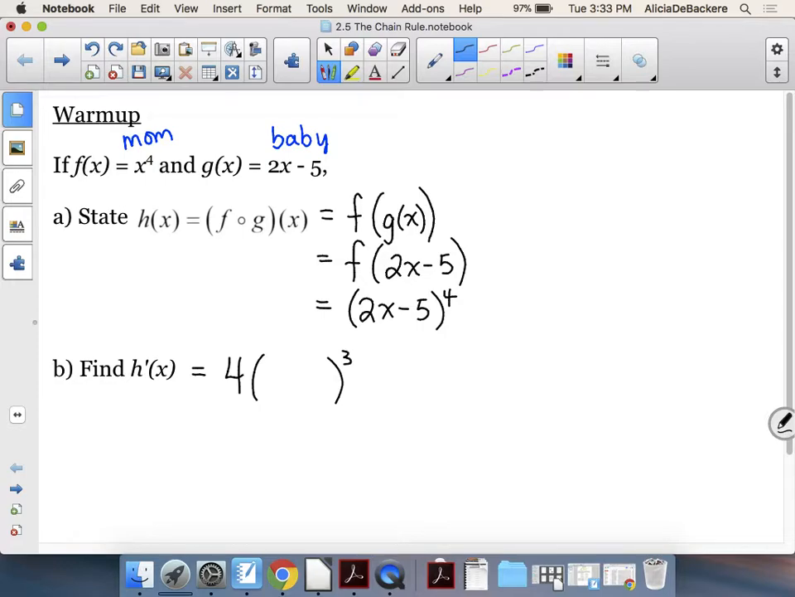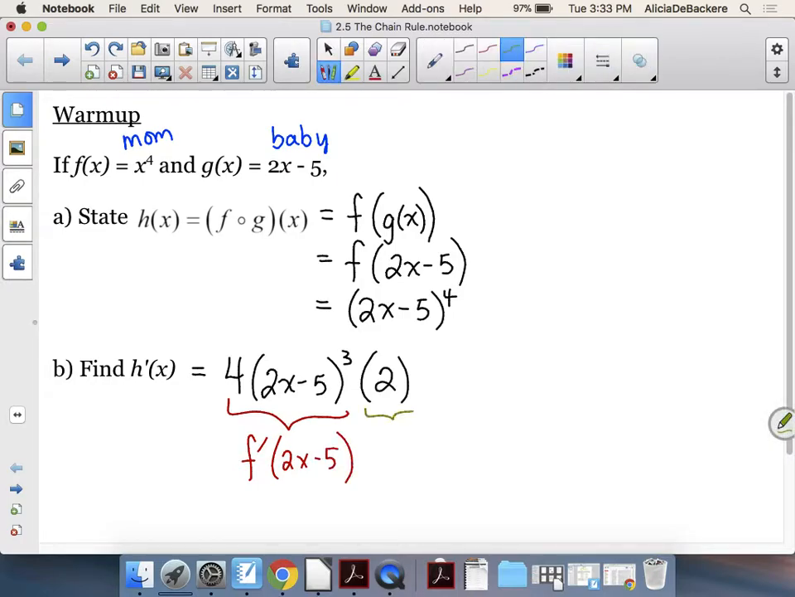So I take the derivative of the mother, and I leave the baby inside. And then afterwards, I take the derivative of the baby. So I take the derivative of g(x), and the derivative of 2x minus 5 is just 2. So here I've got the derivative of the mother with the baby inside, and here I've got the derivative of the baby. I know, it sounds nuts.